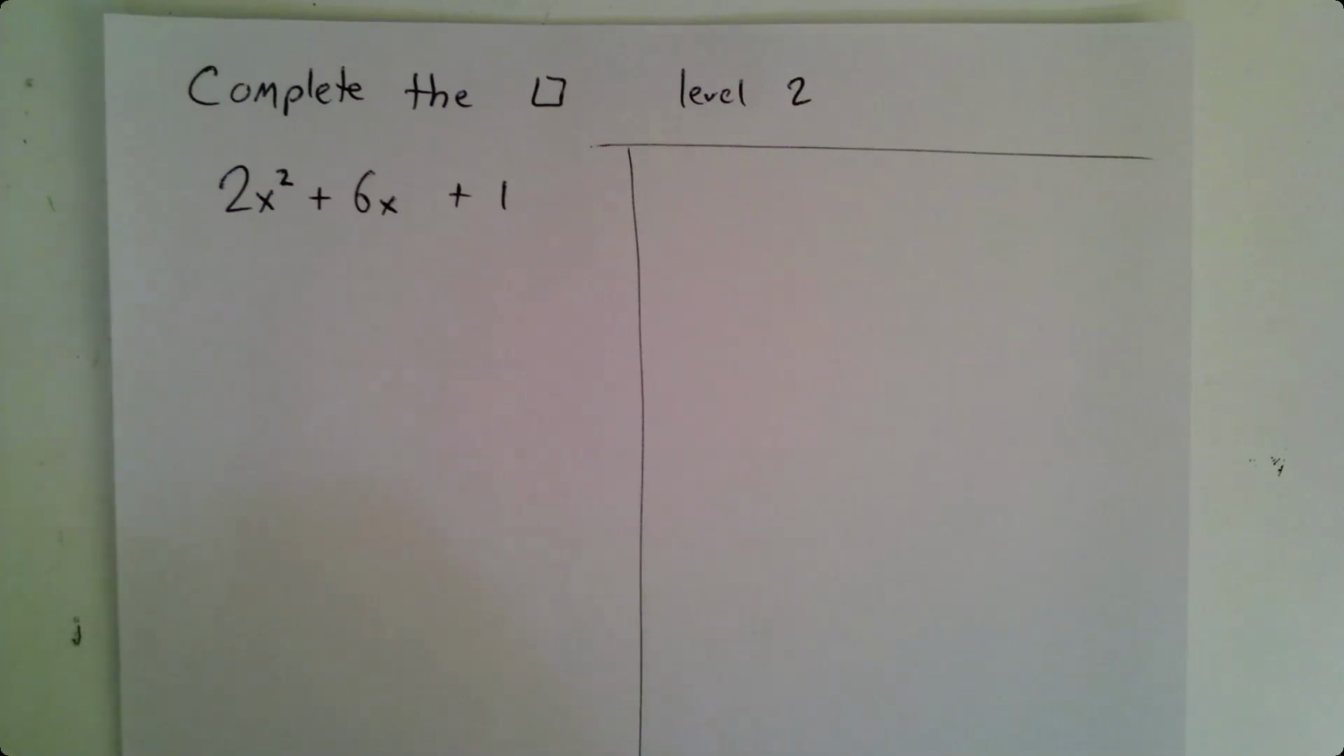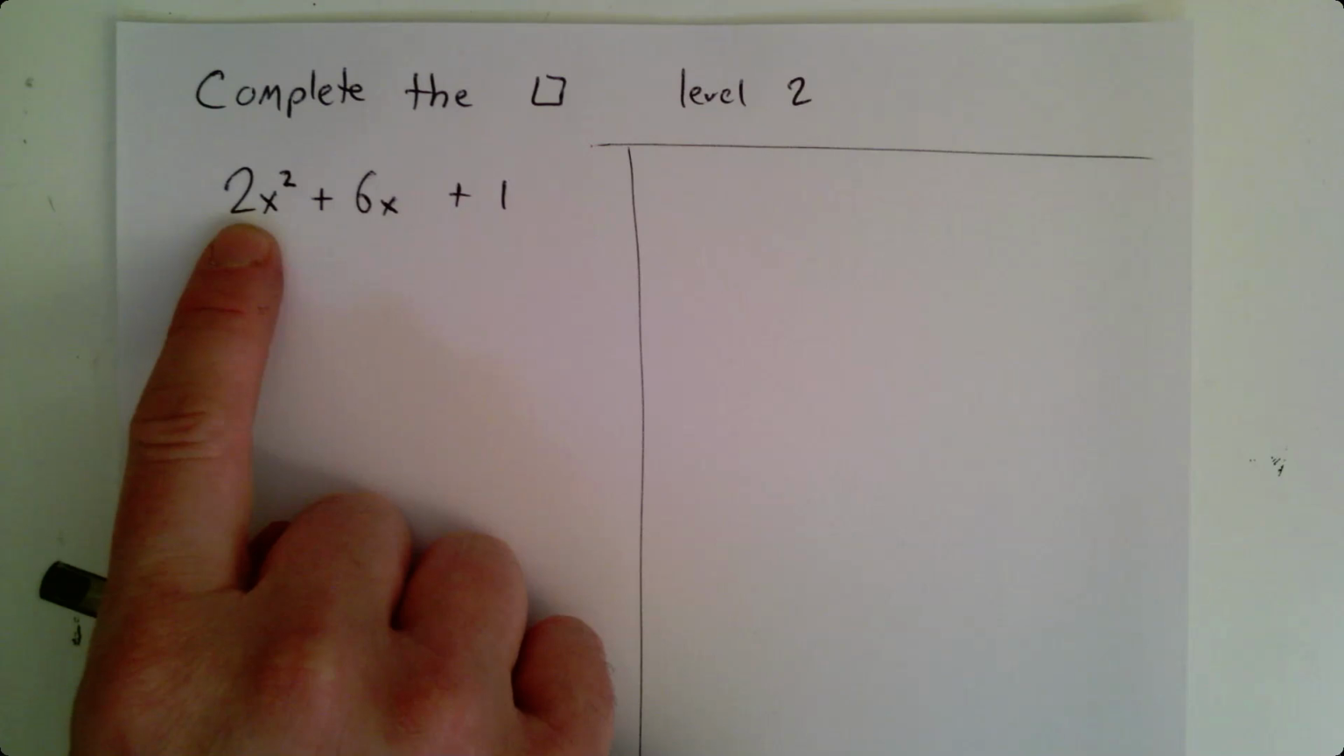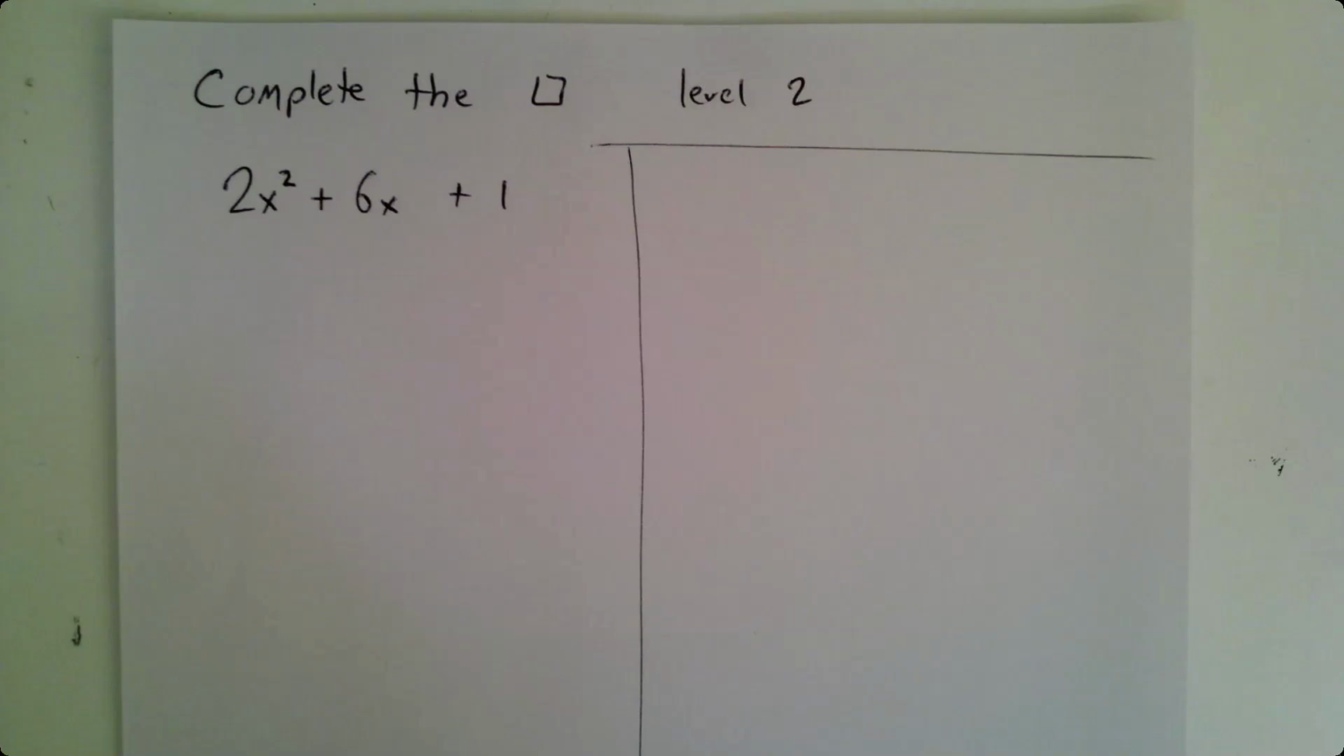So it's much more common when we complete the square to have an expression where the number of x squareds is not equal to 1. There's a coefficient here that's larger. So let's figure out how to deal with those.